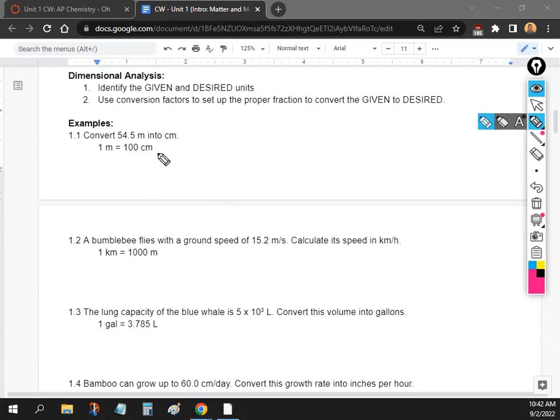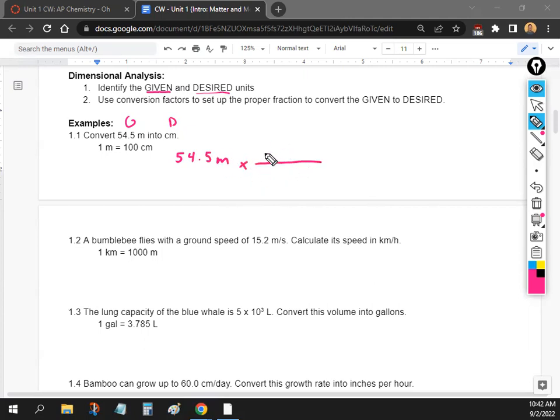Okay. So when we are doing these conversion problems, first thing we want to do is find what is given and figure out what's desired. And after that, we set up our fractions in order to find what we're looking for. So if you look here, our given unit, basically the number we start with, is right here, 54.5 meters. And we want to turn it into centimeters. That is what's desired. So what we're going to do is set up our fractions. We're going to write 54.5 meters. We're going to set up a fraction.